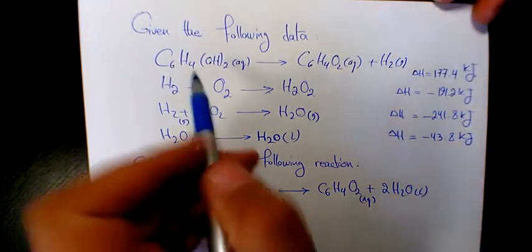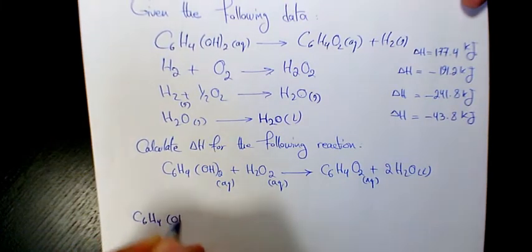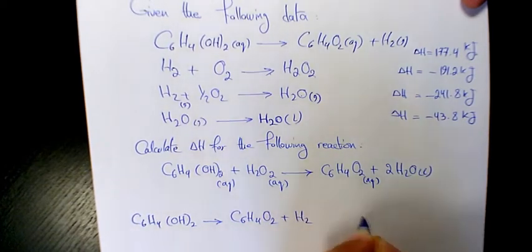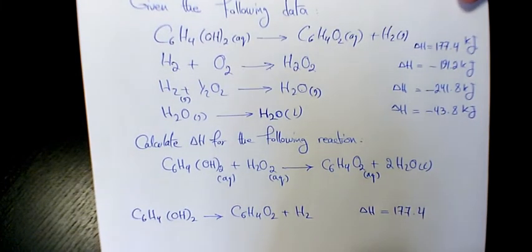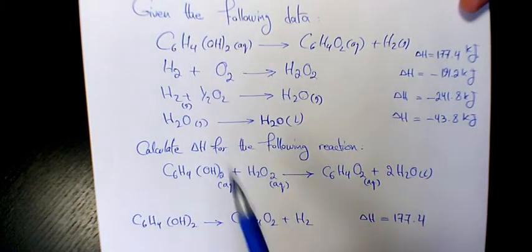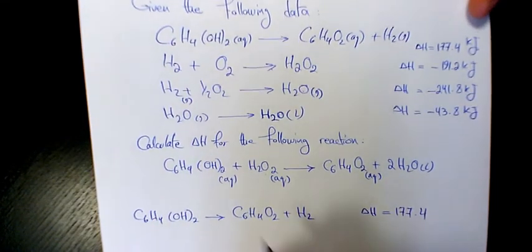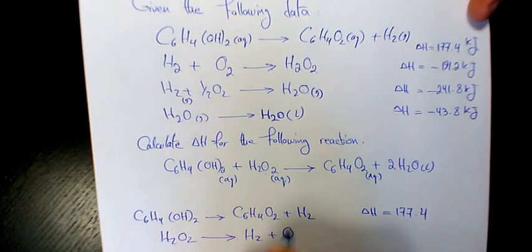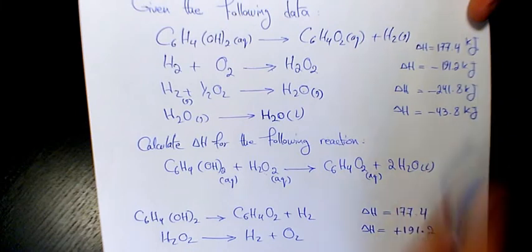So what I'm going to do, I'm going to keep the first reaction as is. So C6H4OH2 gives us C6H4O2 plus H2. Delta H is 177.4. What else we need to do? We don't have hydrogen peroxide as a product. We have it in here though, so it means that we need to reverse it. So I'm going to make it the decomposition of H2O2. So we reverse the sign of the second reaction, so it's going to be plus 191.2, right?